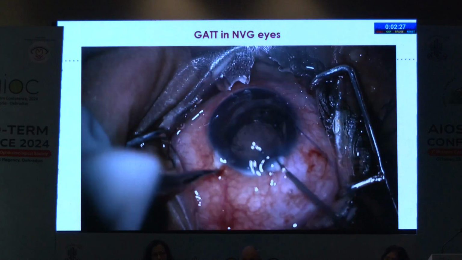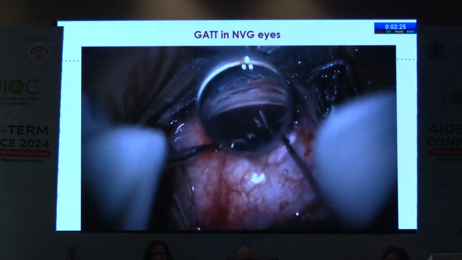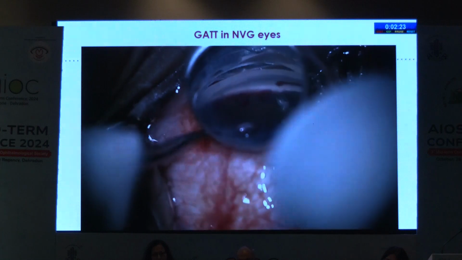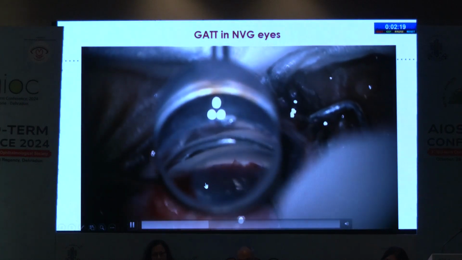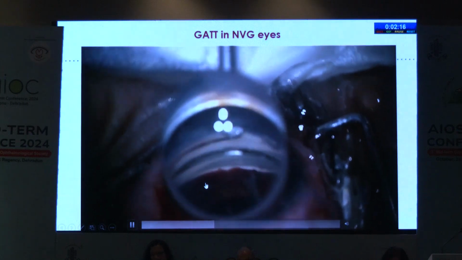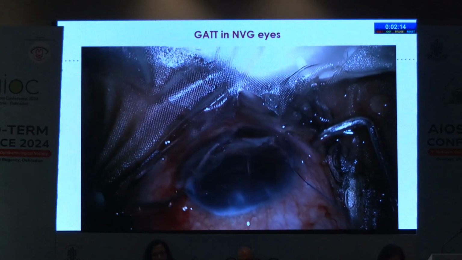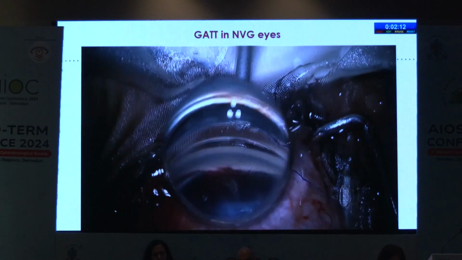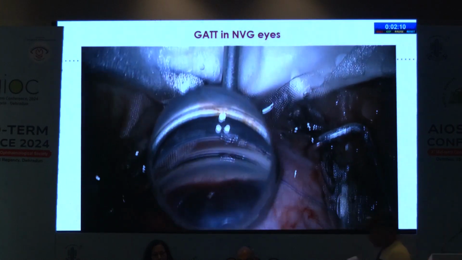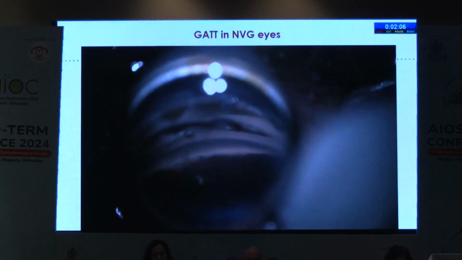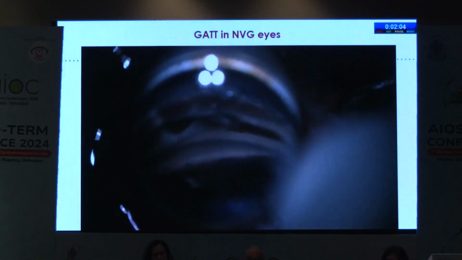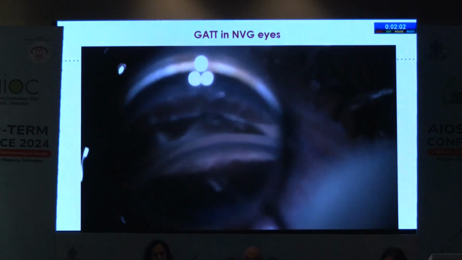So we have had 4 such patients, and the results are really good over the last 1 year. After intracameral Avastin was given 48 hours before, we did this nasal goniotomy, which resulted in a lot of bleeding, and therefore we used this irrigating cannula, which helped us clear off the blood, and we could actually cannulate the Schlemm's canal and achieve the 360-degree cannulation.